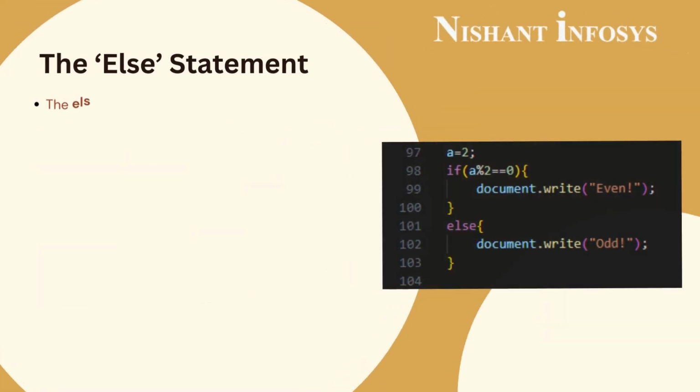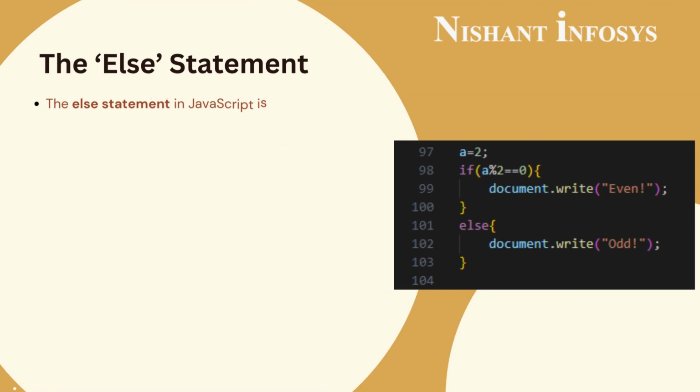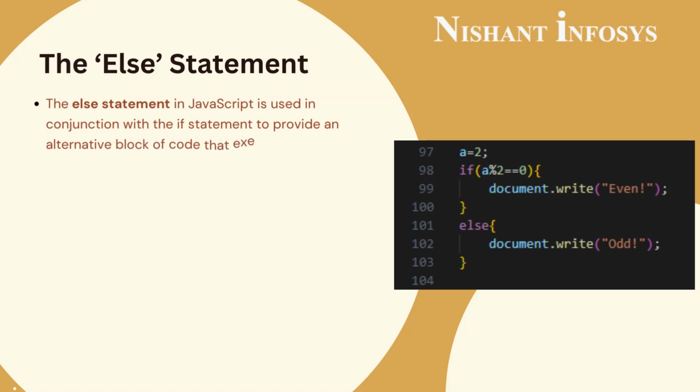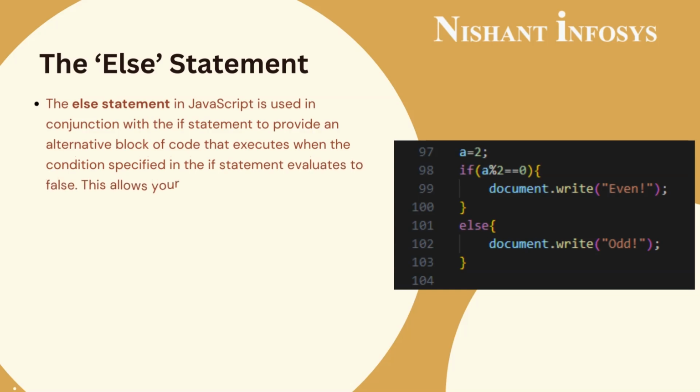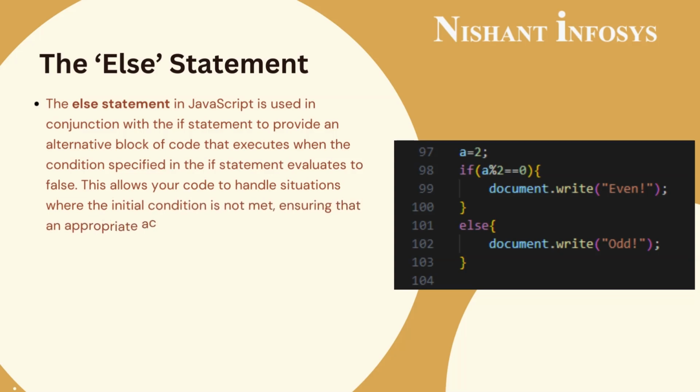The else statement. The else statement in JavaScript is used in conjunction with the if statement to provide an alternative block of code that executes when the condition specified in the if statement evaluates to false. This allows your code to handle situations where the initial condition is not met, ensuring that an appropriate action is taken regardless of the condition's outcome.